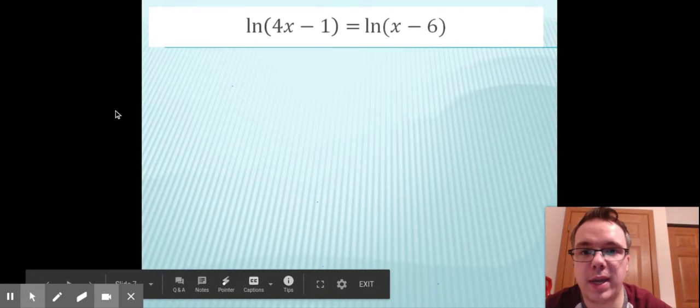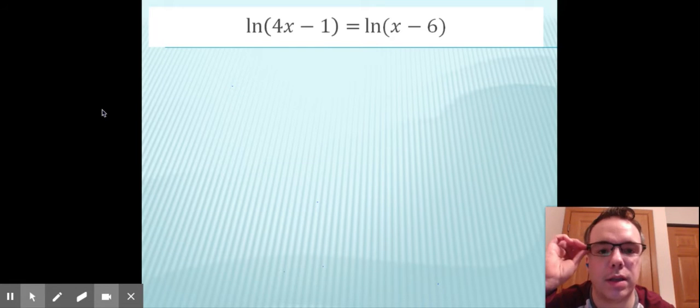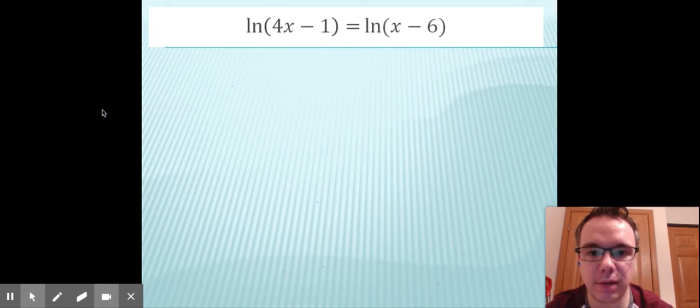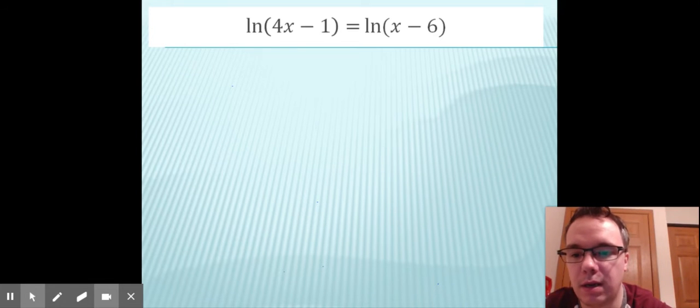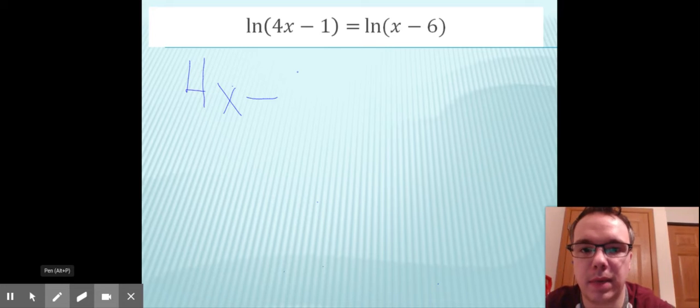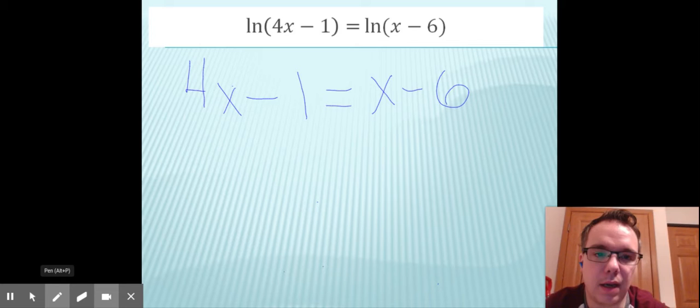All right, so just so we have an example of using natural logs, remember natural logs are just logs with the base of our base number e, which was found by that mathematician Euler. They act the same way. So since we have a natural log equal to a natural log, we are just going to drop the natural logs and set our numbers equal to one another. So we have 4x minus 1 equal to x minus 6. And then we are going to solve for x.